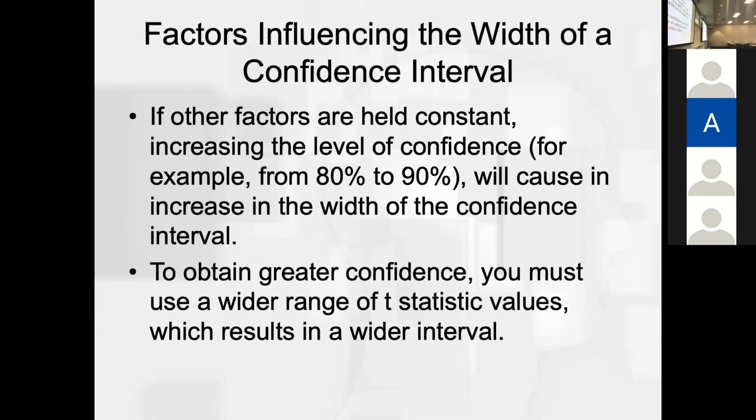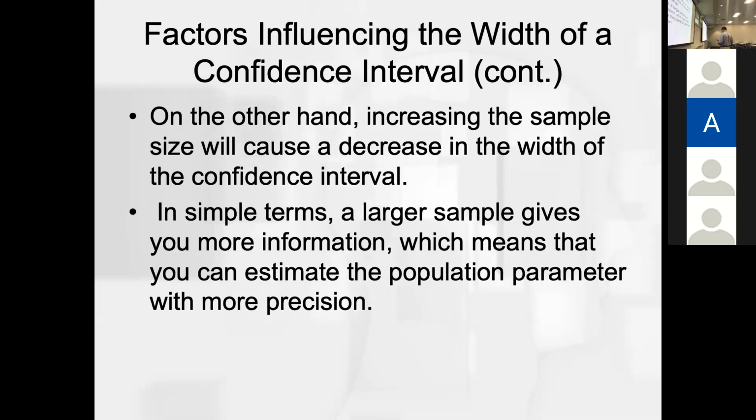If you've got a degree of freedom higher than whatever that t table goes to, just use that infinity number. Good question. Conversely, if you want less certainty, you're going to decrease the width of the confidence interval.